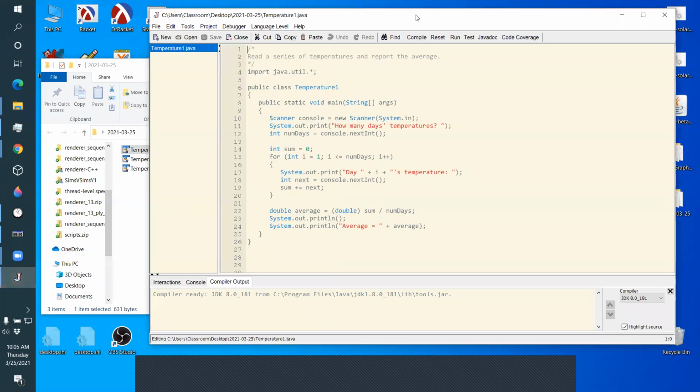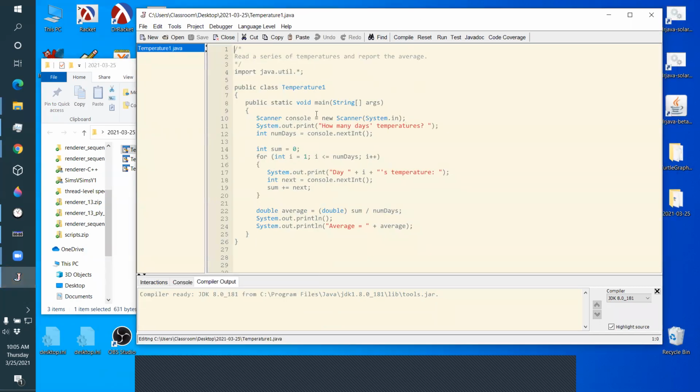Okay, here's a little programming problem. I'm going to create a scanner so I can ask for input. And then I want to prompt the user for temperatures. Okay, I want a list of numbers that are temperatures. So I'm going to ask the user how many numbers are you going to give me? How many days' temperatures? Then I'm going to read in that number.